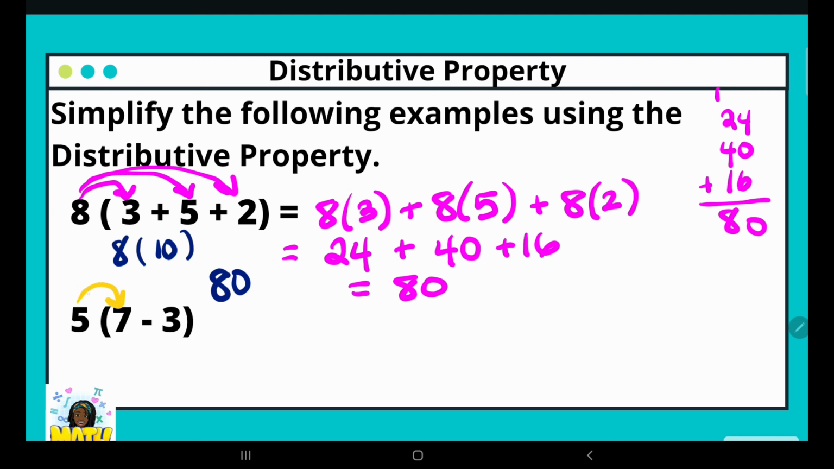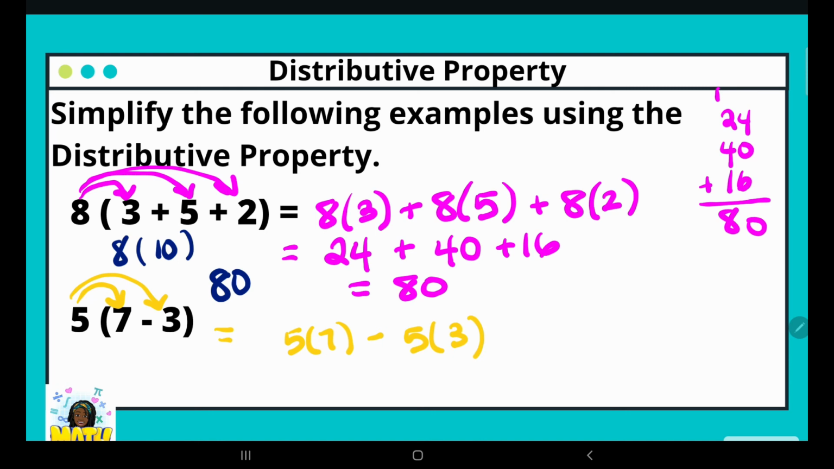We're going to use those arrows to show that we are multiplying the 5 through to the 7 and the 3. And a lot of you are going to say, oh, I don't need to draw those arrows. But I will tell you now, a common mistake is to just multiply the 5 by the first number and completely forget about the second number. So drawing those arrows serve as a visual reminder that you need to multiply both numbers, or however many numbers in the parentheses, by the number on the outside. So here we have 5 times 7 minus 5 times 3.